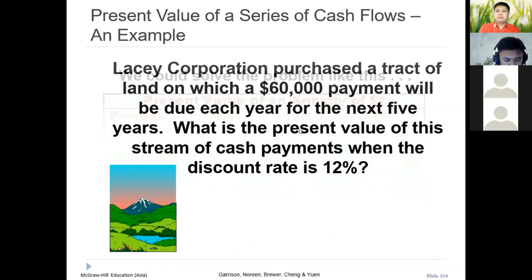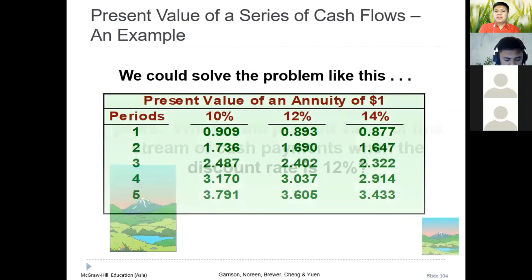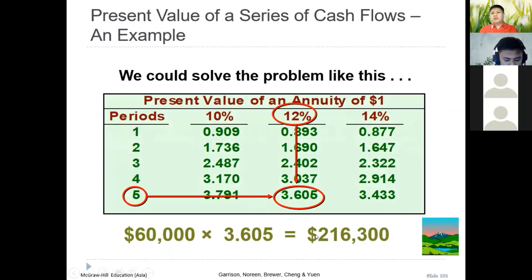So ano ba yung ginagamit natin? It's 12%. So anong gagawin mo? You will use 3.605. No? So the present value is 60,000 times 3.605, which is 216,300. Okay, now I want to bring you back to the Excel file.